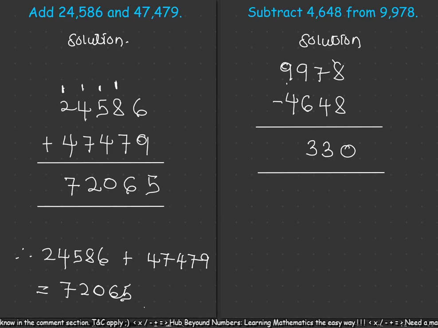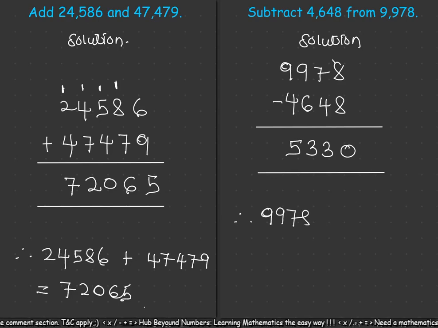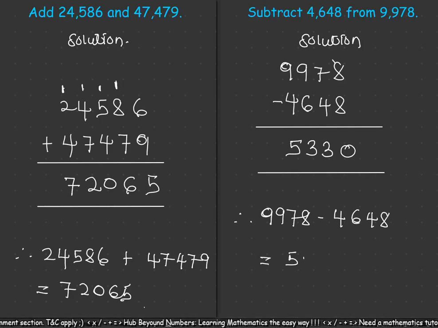And then we have the 9 minus 4. So 9 minus 4 also then gives us a 5. You see how simple it is. So for 9,978 minus 4,648 will then give us an answer of what? 5,330. You see, very simple.